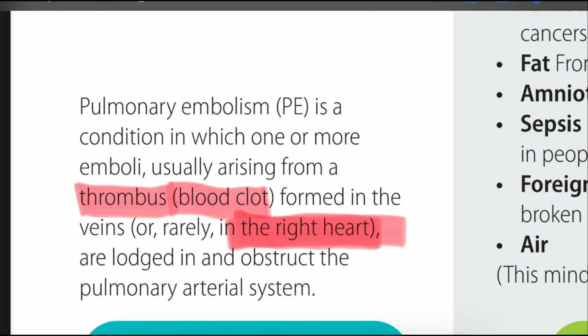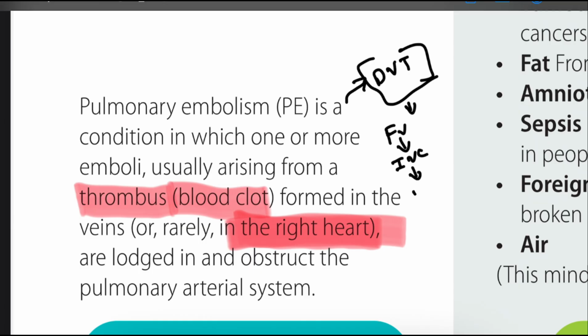Okay, so most commonly a blood clot originates from deep venous thrombosis, in the deep veins of the lower limbs. First of all we can see DVT, which will start from the femoral vein, then it will go to the inferior vena cava, then to the right atrium, then the right ventricle, and after that the pulmonary artery. Okay, so like that it will spread and go. So that's why we call this pulmonary embolism.